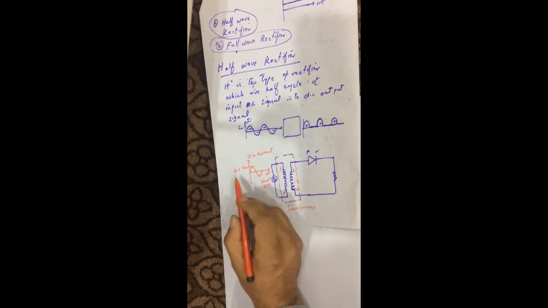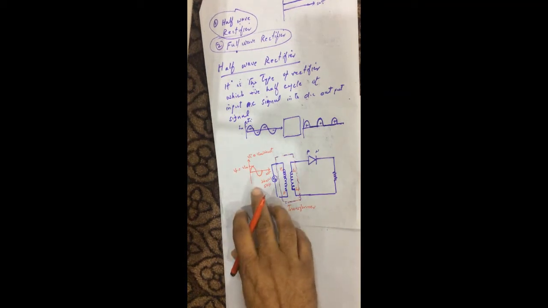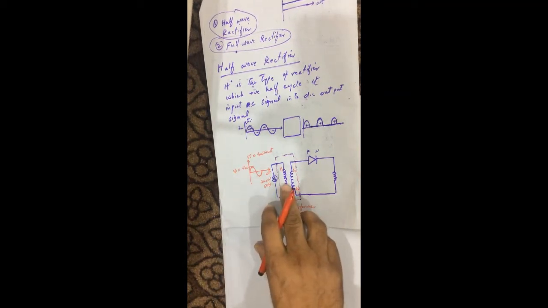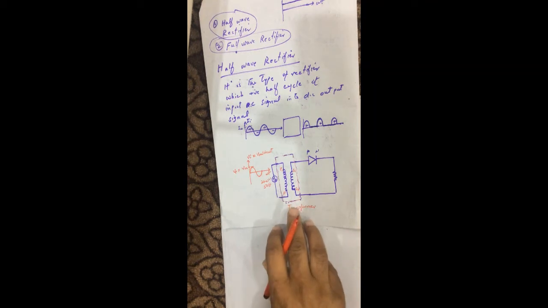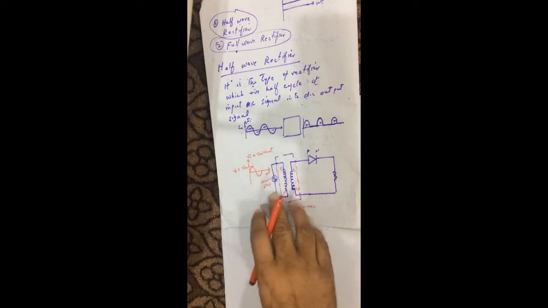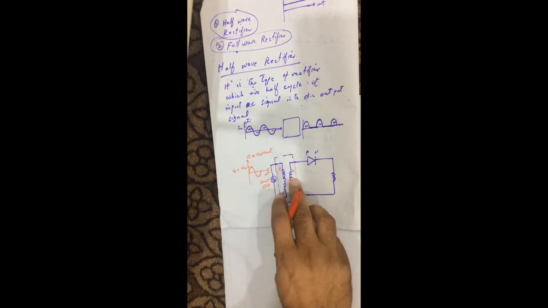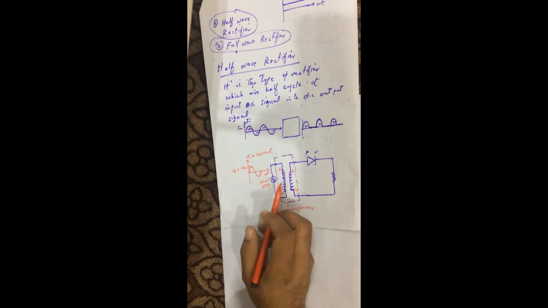Here we apply an input voltage of this kind, which is an alternating voltage, alternating input signal. Once it passes through the transformer, if it is a step down transformer, then this voltage is not 220 V now, it will be smaller. If we use a step up transformer, then the voltage will be bigger than this 220 V. But I am using a step down transformer, so the voltage will be lesser than this value.